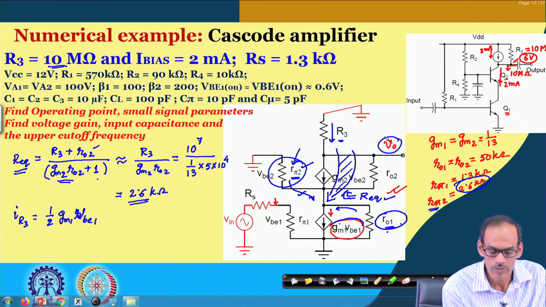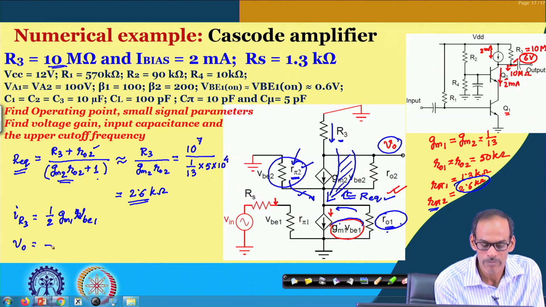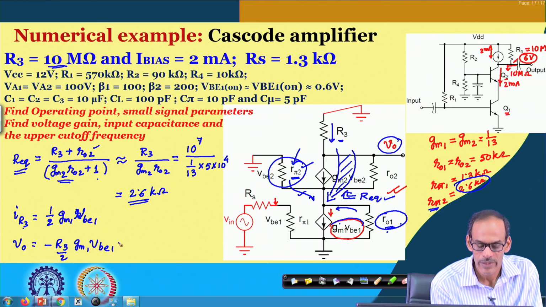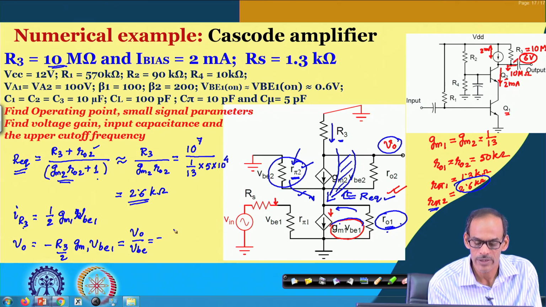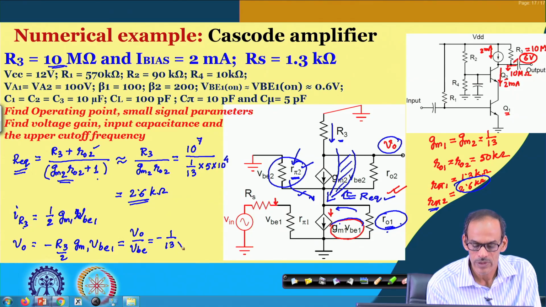So, that gives us the output voltage VO equals minus R3 into this IR3, which is gm1 by 2 into VBE1. In fact, that gives us VO divided by VBE equals minus gm1, which is 1 by 13, and then we do have 2 in the denominator, and in the numerator we do have 10 power 7.